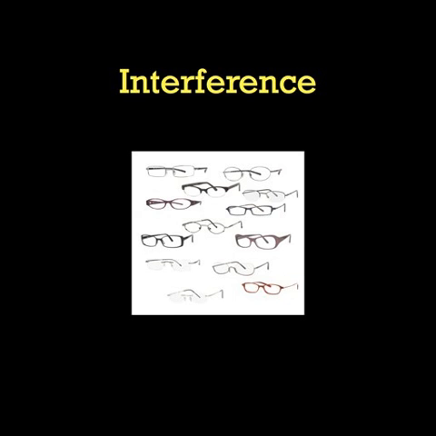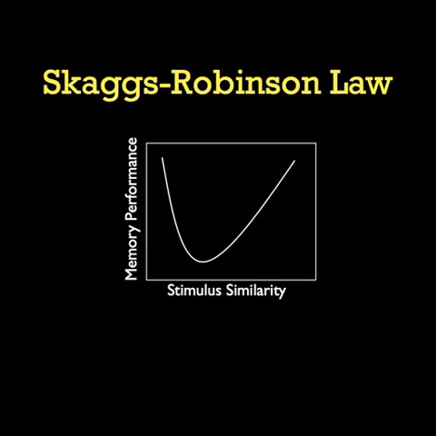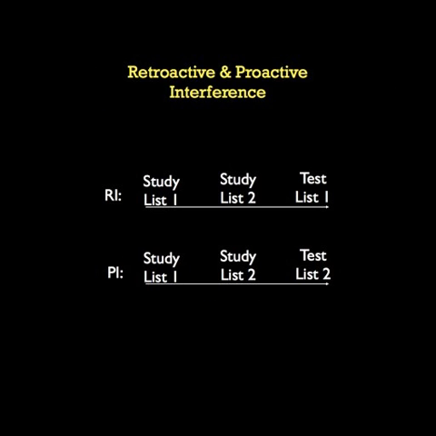So much so that you get this continuum, this U-shaped function. The more similar the stimulus is, the more interference you get, until it gets close enough to be almost exactly the same, and then that actually boosts your memory, if you're studying the same stuff over again. This is known as the Skaggs-Robinson Law. It's never been actually experimentally demonstrated, so we're going to skip it.